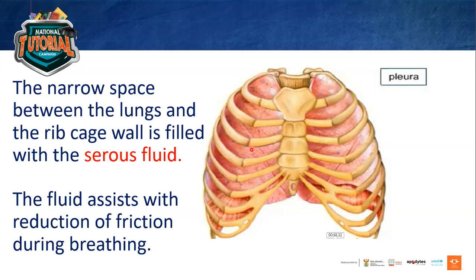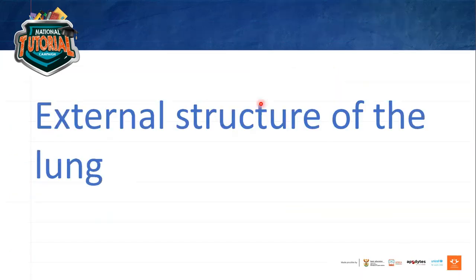So that fluid is found between what? In the narrow spaces between the lungs and the rib cage wall. So in between there, after that membrane, there's that fluid. Okay, that was it with the structure of the lung. Now we will delve deeper, and focus strictly on the external structure of the lung.